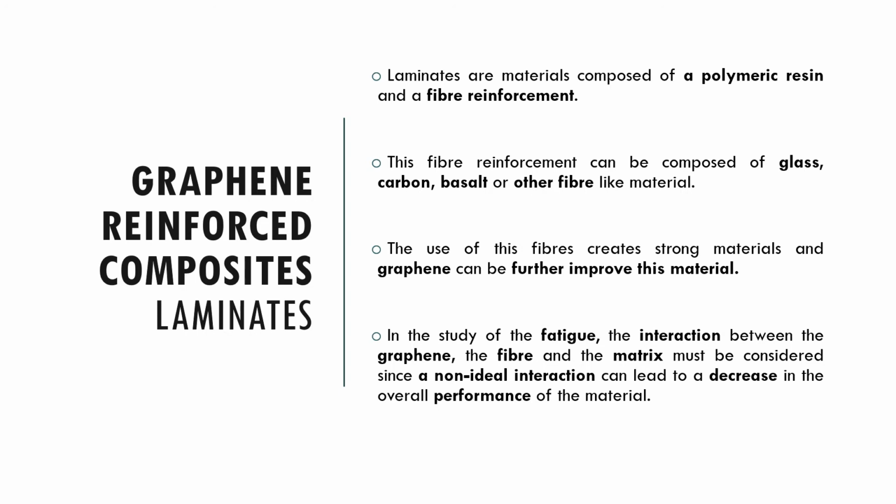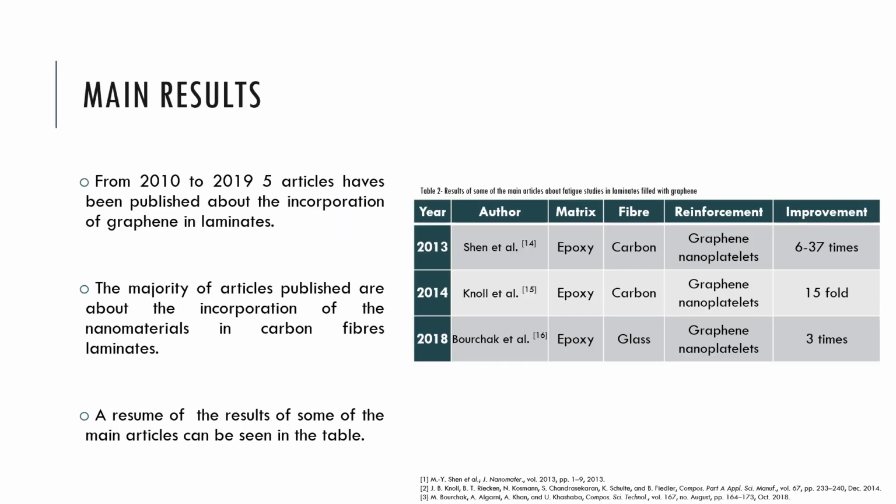In the study of fatigue, the interaction between the graphene, the fiber, and the matrix must be considered, since a non-ideal interaction between these three can decrease the overall performance of the material. From 2010 to 2019, 5 articles have been published about the incorporation of graphene in the laminates. The majority of the articles published focused on the use of carbon fiber laminates. A resume of the results can be seen in the table to the right.